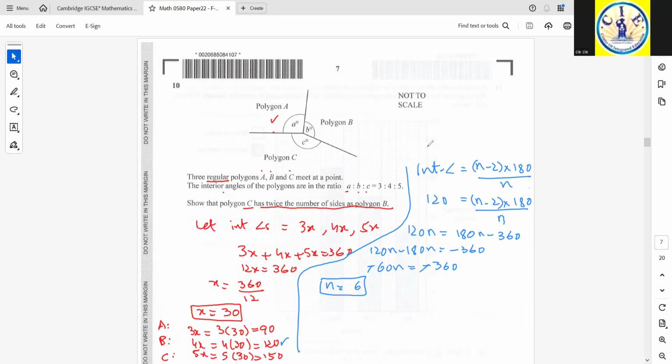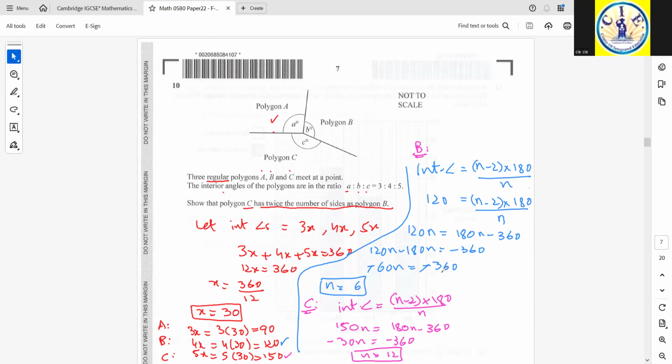And now let me solve it for polygon C. The interior angle is n minus 2 times 180 divided by n, and the interior angle for polygon C was 150, sorry. So this is 150n equals 180n minus 360. So that is going to be negative 30n is equal to negative 360. So the value of n is 12.